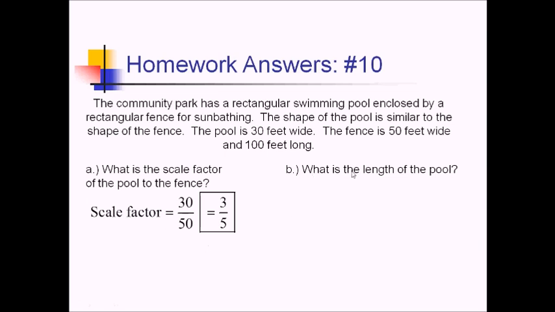Next, the length of the pool. So we have the length of the fence is 100 feet. So we need to set up a ratio with the length of that and the pool. We have the scale factor of 3 over 5. We can write 3 over 5 equals, and I'll just use x for the length of the pool, so x over 100. We have pool measurements up here. We have fence measurements down here. So cross multiplying, we've got 5x equals 300, so x equals 60. And this is a real life problem, so let's do units, so that'll be 60 feet.